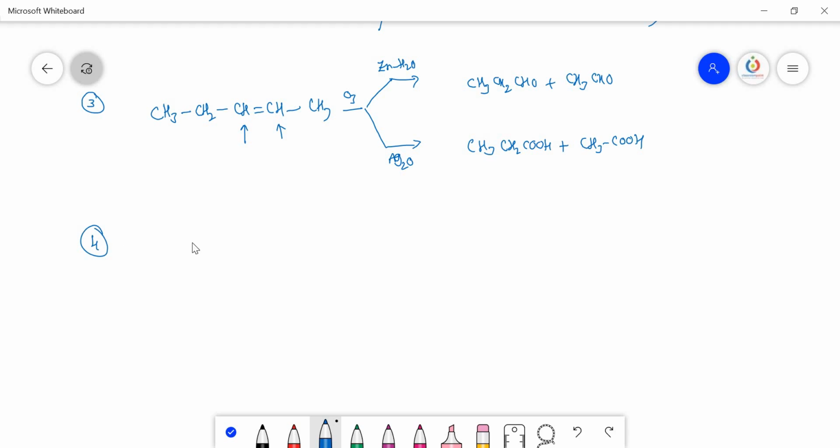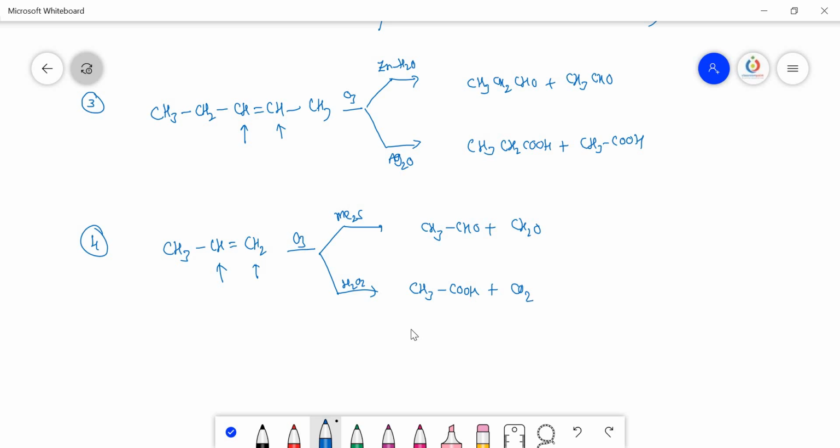Fourth one. Let us see one more reaction here. Double bond CH2. Now you can see the difference in the reactions. Ozone we used here, Me2S, and then H2O2. So whenever this particular part is there, just break the bond and add oxygens on both the sides, so we get CH3CHO plus CH2O. But whenever H2O2 is there, hydrogens are there, so this will be converted to the carboxylic acid CH3COOH, and here complete CH2O will be converted to carbon dioxide.